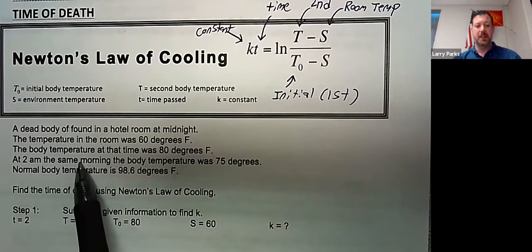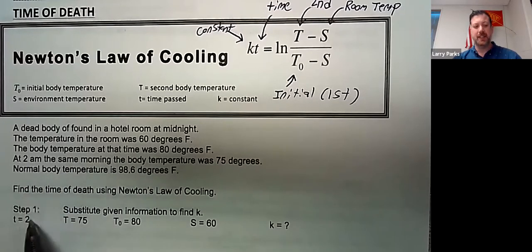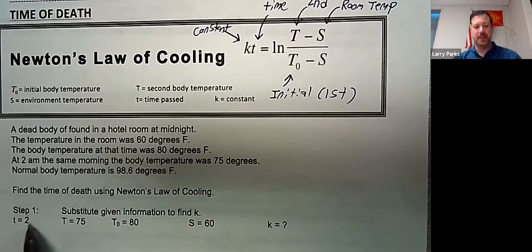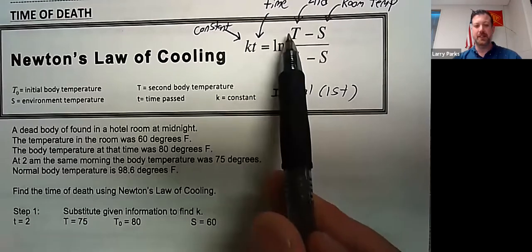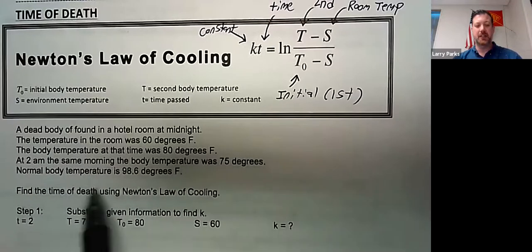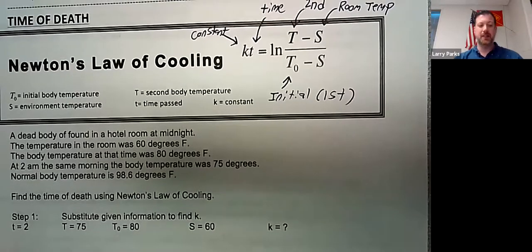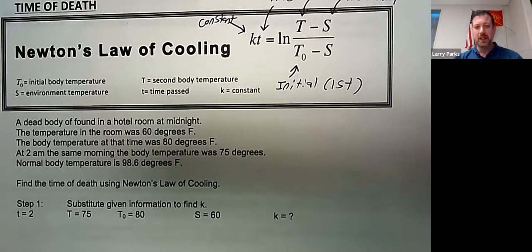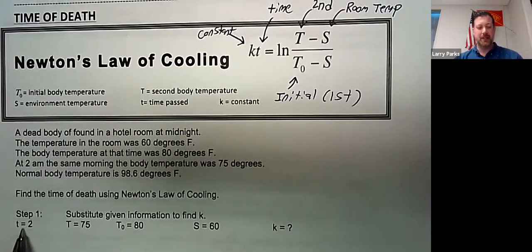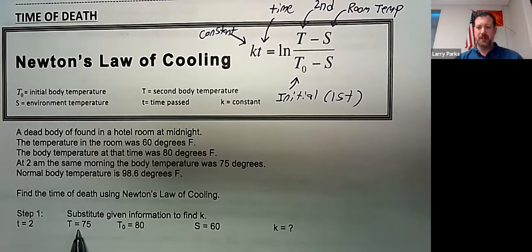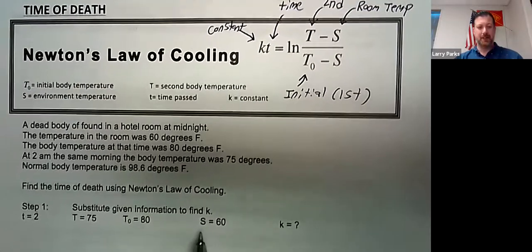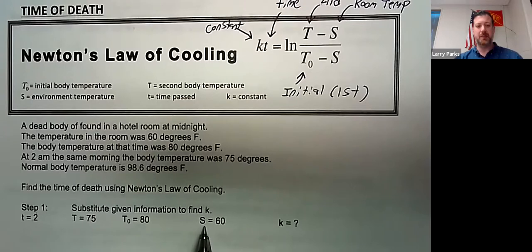At 2 a.m., so you found it at midnight and then 2 hours later, the time is going to be 2 hours. The second body temperature, that'd be this T, is 75. They also tell us normal body temperature is 98.6 degrees. We're going to find the time of death. So they helped us out. We had 2 hours of data. This is the temperature now. This is the temperature it was 2 hours ago. S equals 60, that's the room temperature.